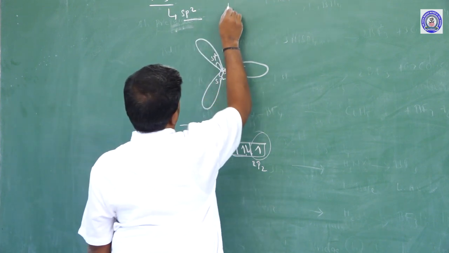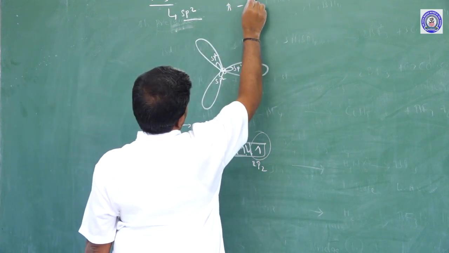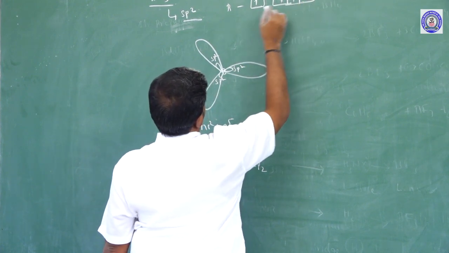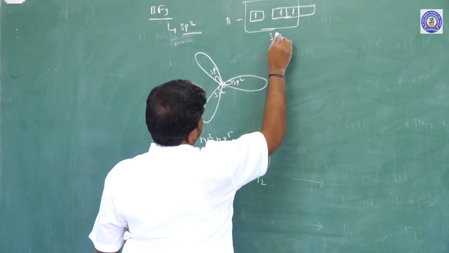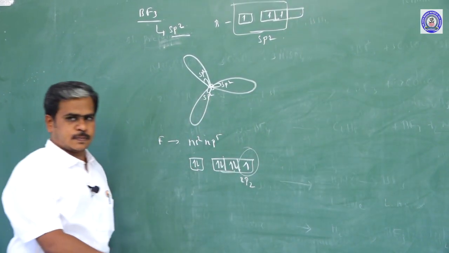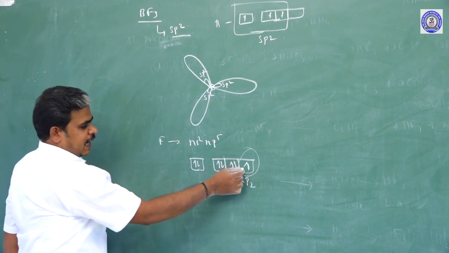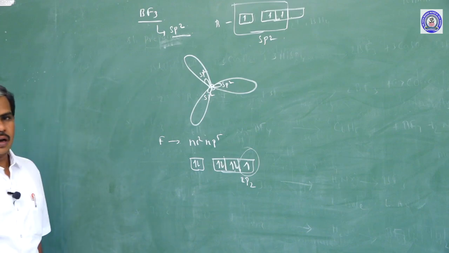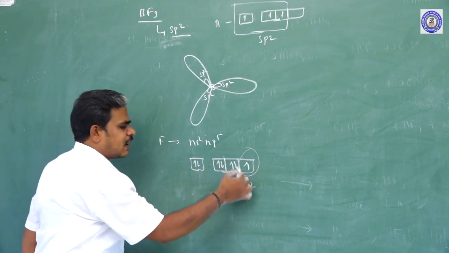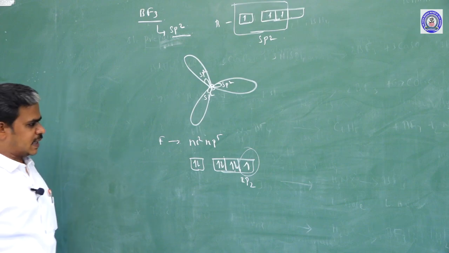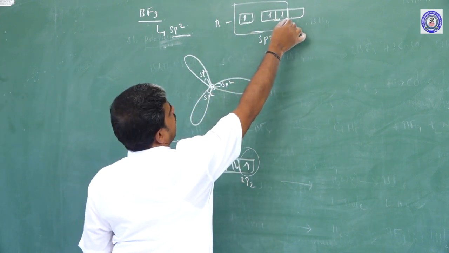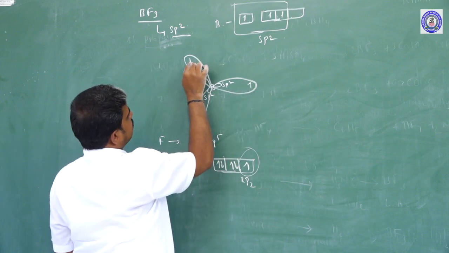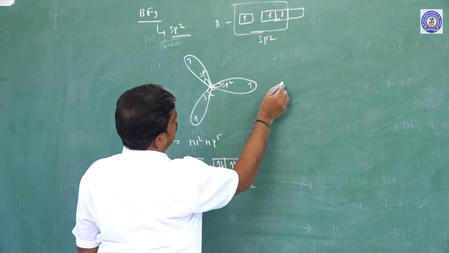And for boron in the excited state, it is ns1 np2. So it is sp2 hybridized, and one orbital is vacant. Now the fluorine atom has one unpaired electron, sorry, not a vacant orbital, it is an unpaired electron. Boron has 3 unpaired electrons, so each one makes a bond.